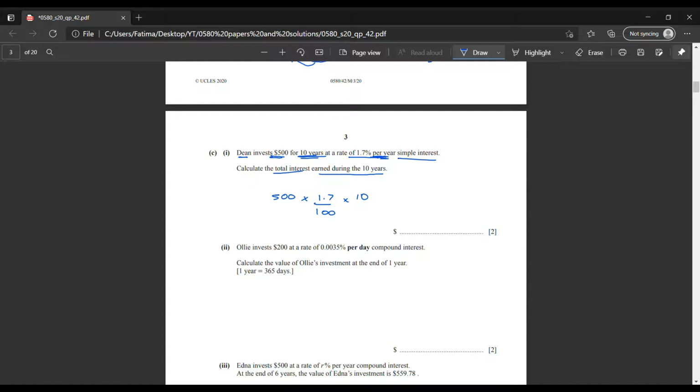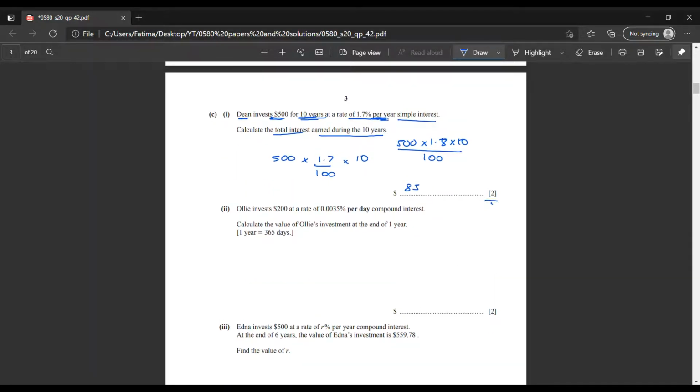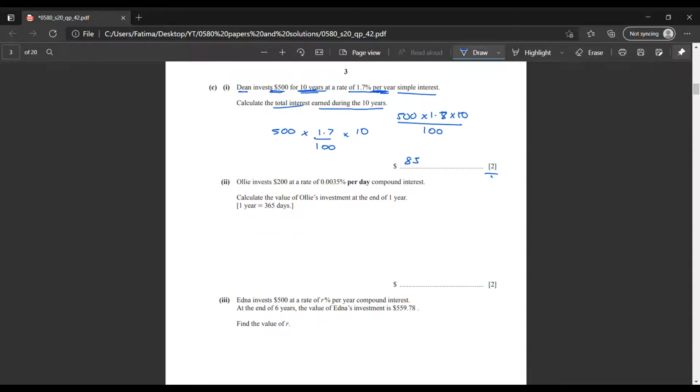So you'll also see this written as 500 into 1.77 into 10 upon 100. They mean the same thing. And so that answer is 85. So that's our answer there. The reason why it's 2 marks is that one of them is for the answer and the other is for this formula over here. Not exactly formula, but showing that you have substituted the values in the right way.